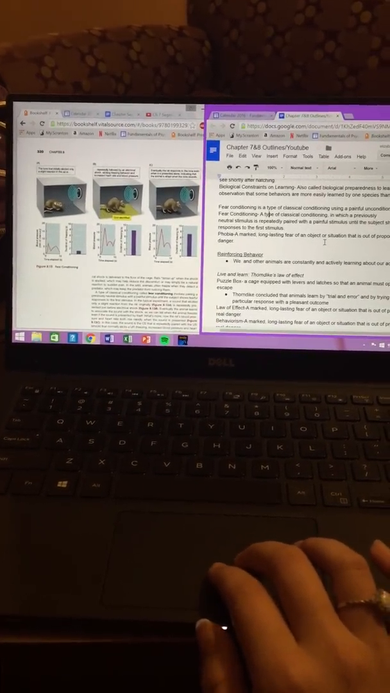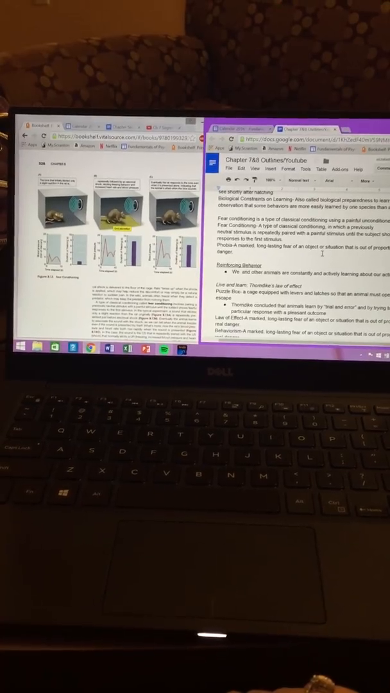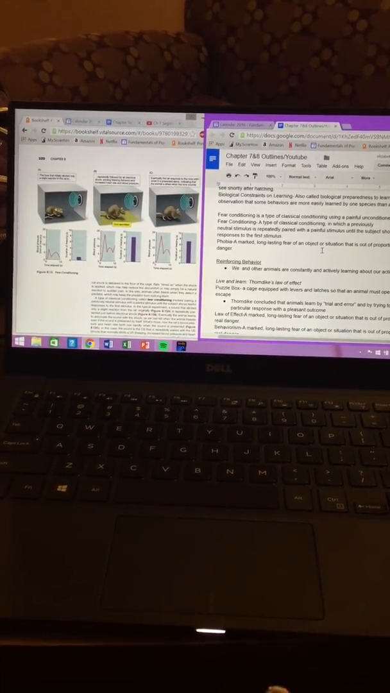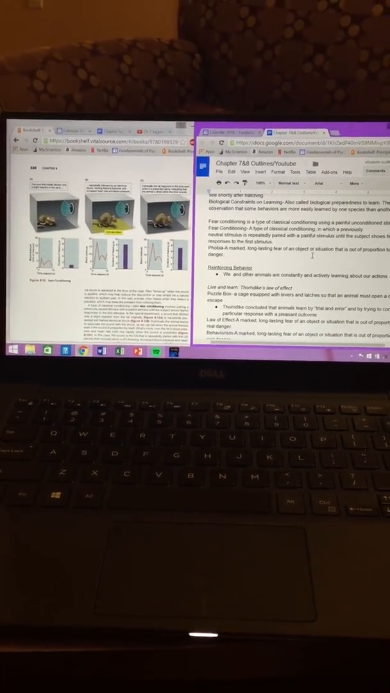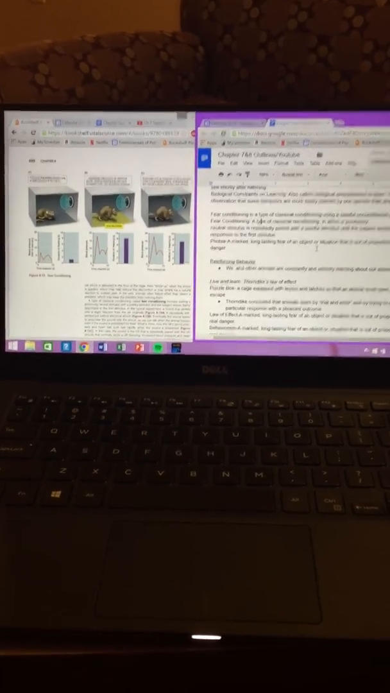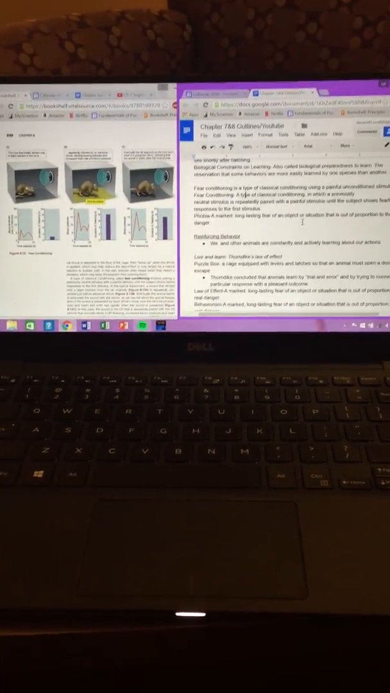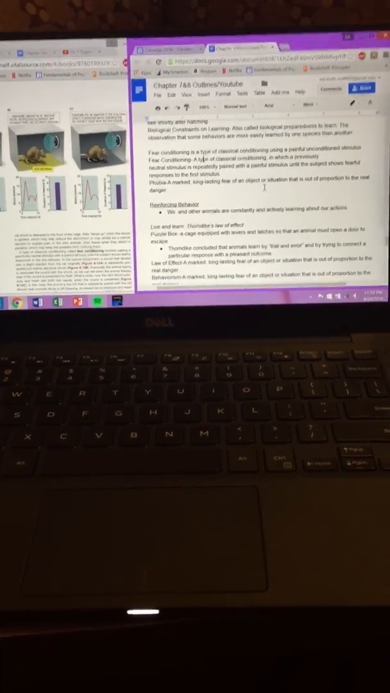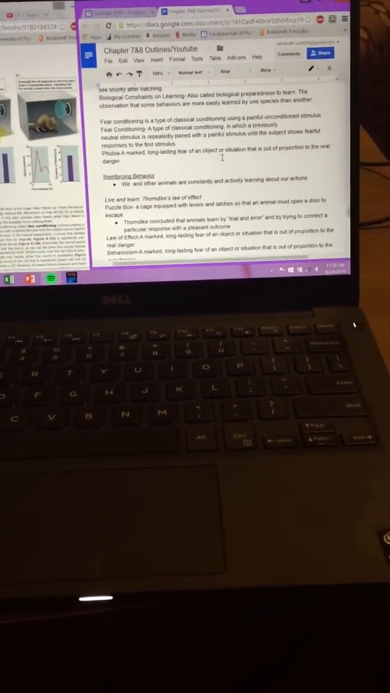Fear conditioning is a type of classical conditioning, and it's when a painful, unconditioned stimulus is used and a previously neutral stimulus is repeatedly paired with the painful one until the subject shows a fearful response to the stimulus.